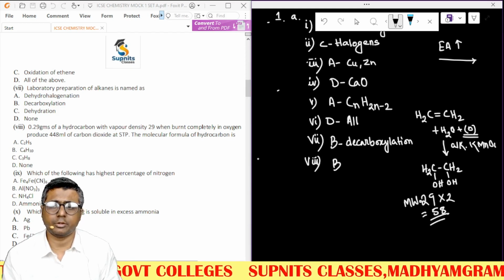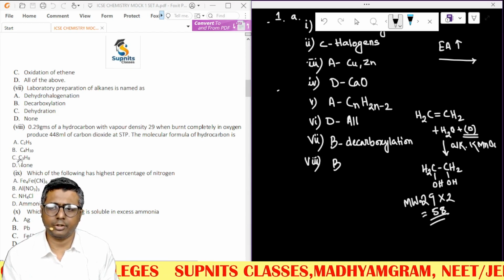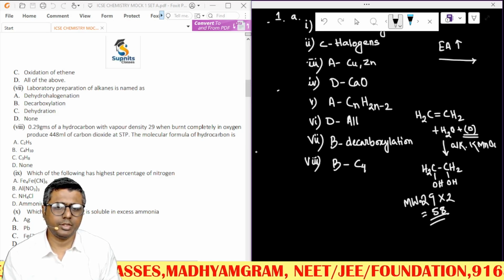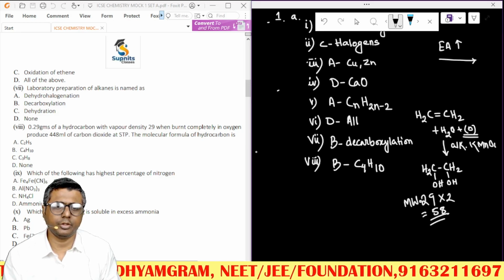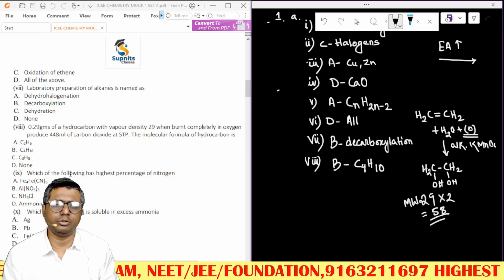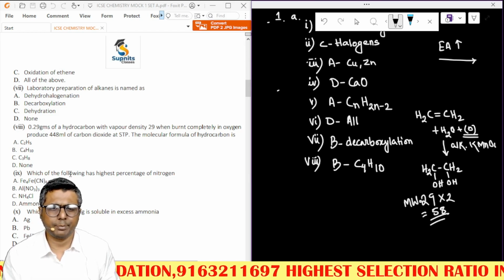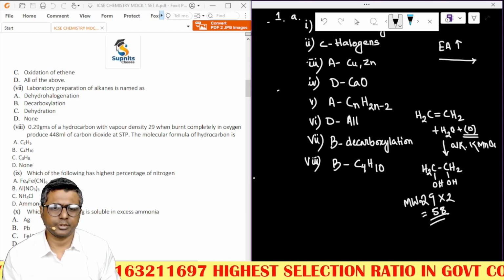Here there is no such option given as all of the above. I will not check the third one. So this will be C4H10. So I don't need to do the complete problem. I don't need to do any mole concept, chemical equations, stoichiometry. Nothing is required. Simple answer by seeing the options only.